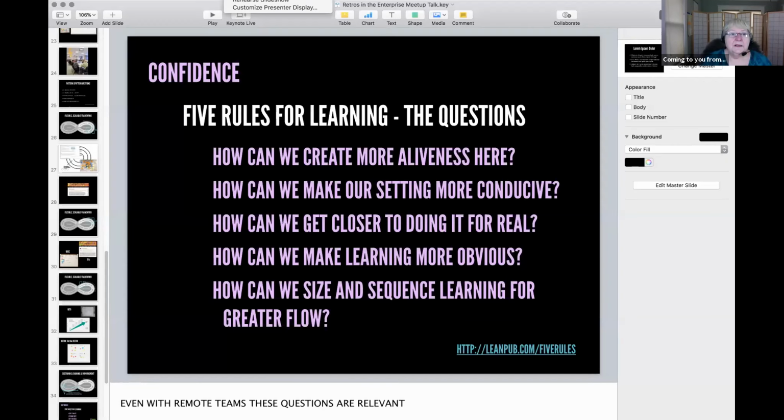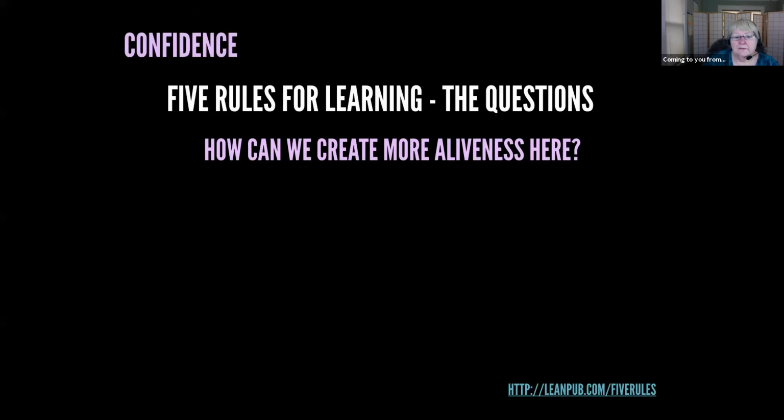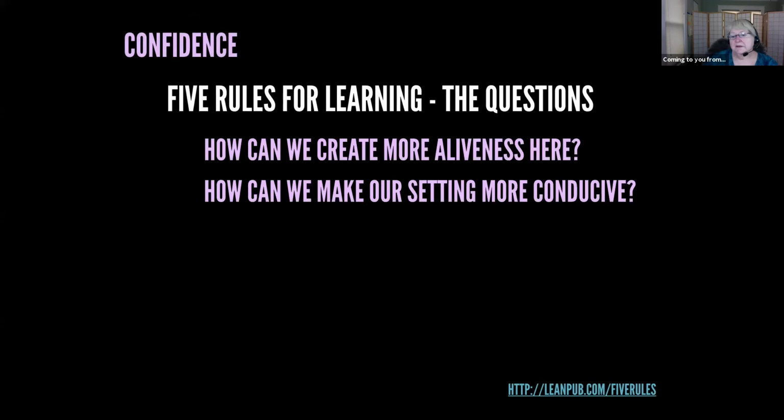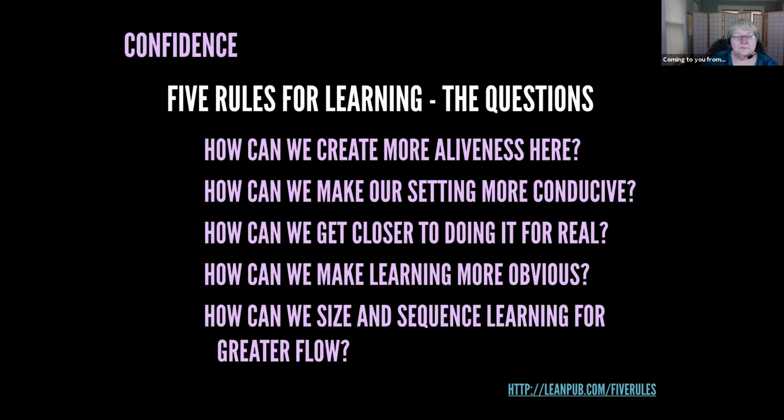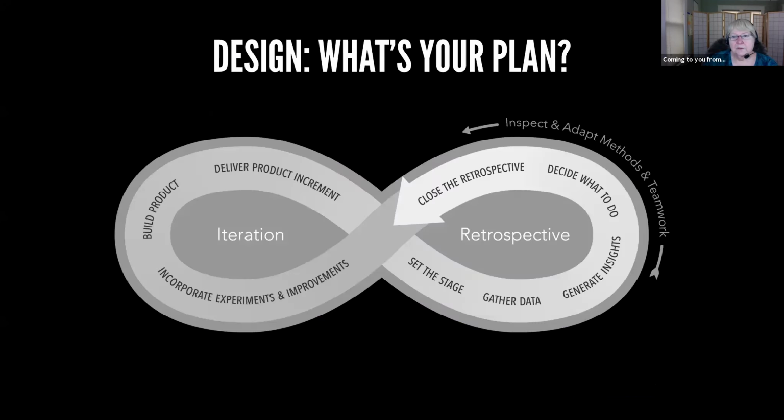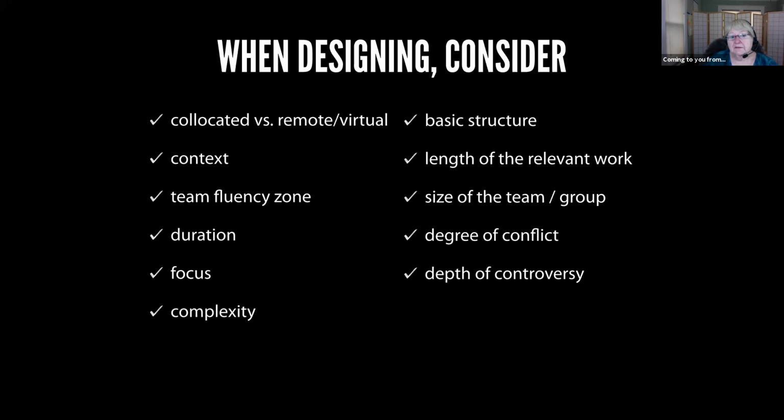All right, so the questions. How can we create more aliveness here? We did those. Let's move on. There we go. So the next part is really about how do you design a retrospective to fit the situation that you're looking at. Is it a huge retrospective, a whole lot of people? Is it only a few people, but they're all in senior leadership roles? All kinds of different things are going to affect the way you design the retrospective. And so here's some things that we want to consider.